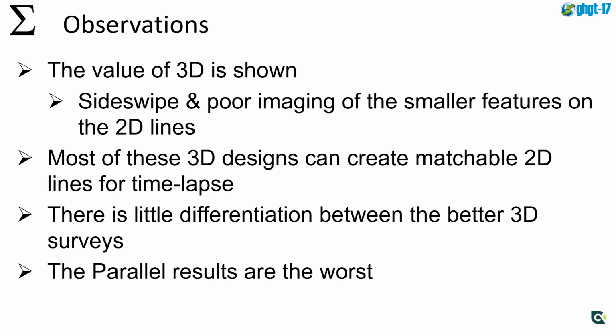But we also see that most of the 3D designs that we used in this experiment, which is fairly close to a noiseless experiment, can create matchable 2D reconstructions for time-lapse. This can theoretically work. And really, on the good 3Ds, there was very little to differentiate the orthogonal, zigzag, and reverse zigzag. Only one 3D, the parallel, didn't work.